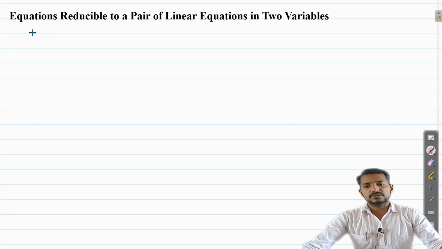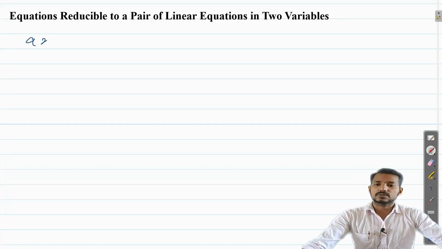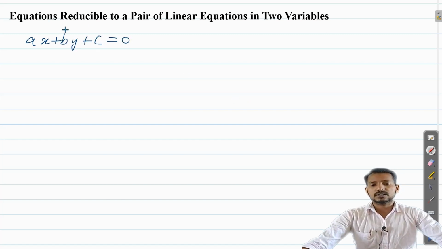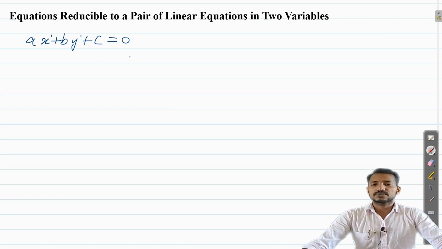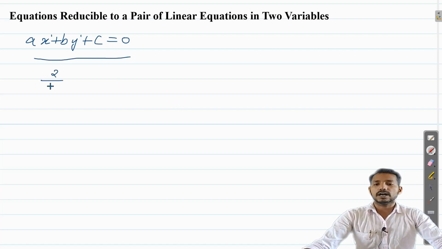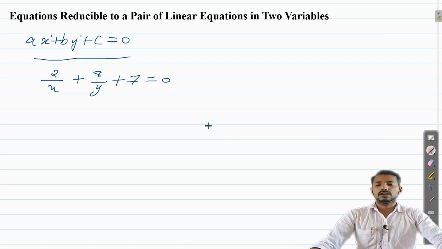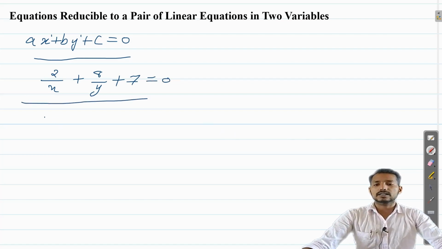We know that according to the definition of a linear equation, that is ax plus by plus c equal to 0, the power of x and y should be 1. Then only we can call it a linear equation. But suppose we get an equation like 2 by x plus 8 by y plus 7 is equal to 0. In that case, 2 by x we can write as 2 into 1 by x, that is 2x raised to minus 1, plus 8y raised to minus 1, plus 7 is equal to 0.